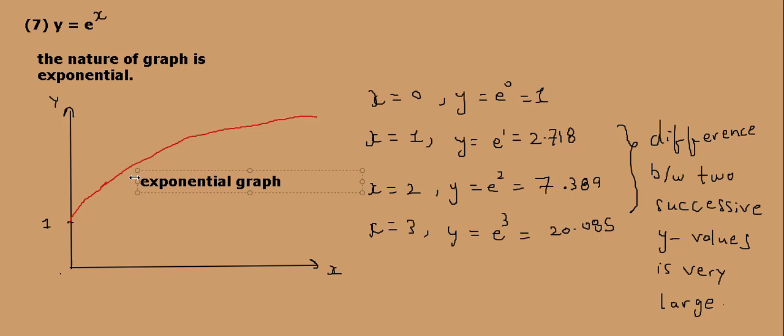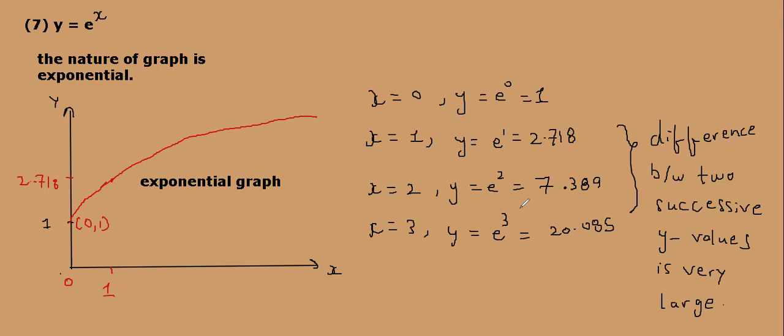So I have shown each and every value of e raised to the power x. If x value is 0, y value is 1. So this point is 0, 1. When the value of x is 1, it will be something around 2 point something. So at this point, y comes out to be 2.718. And here, as the values change, the rise is very, very rapid. So this is the nature of the graph of y equal to e raised to the power x.